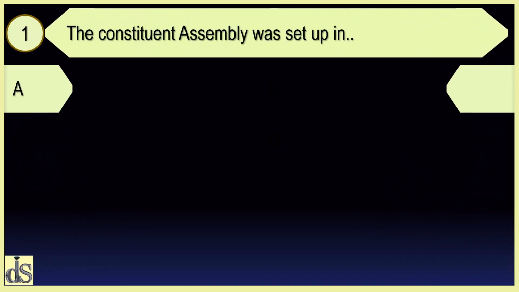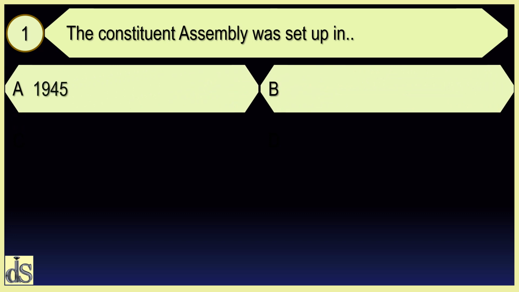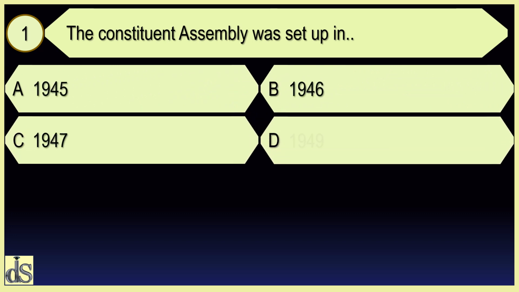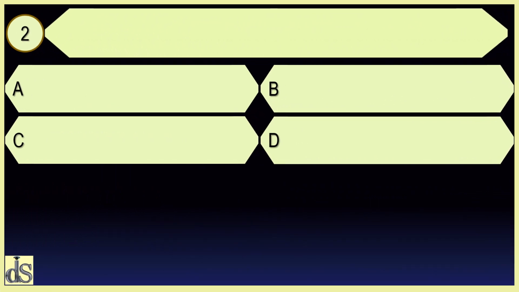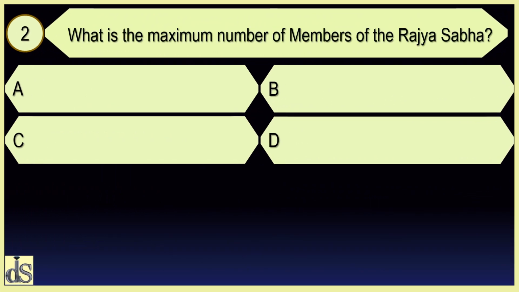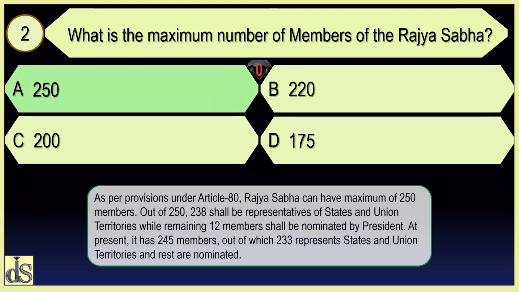The Constituent Assembly was set up in 1946. What is the maximum number of members of the Rajya Sabha? 250.